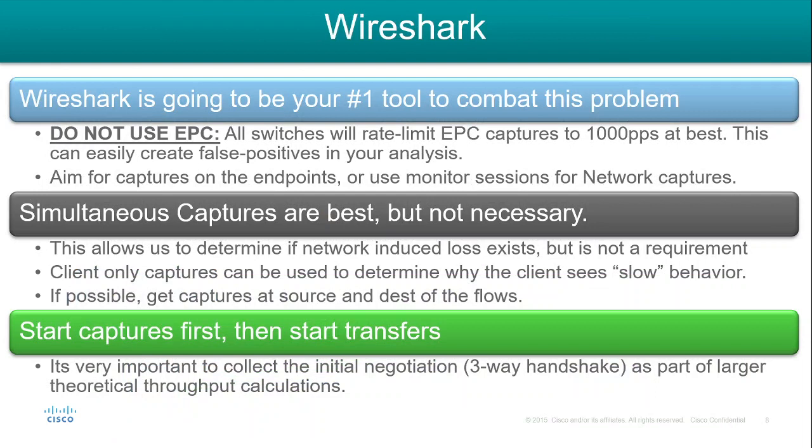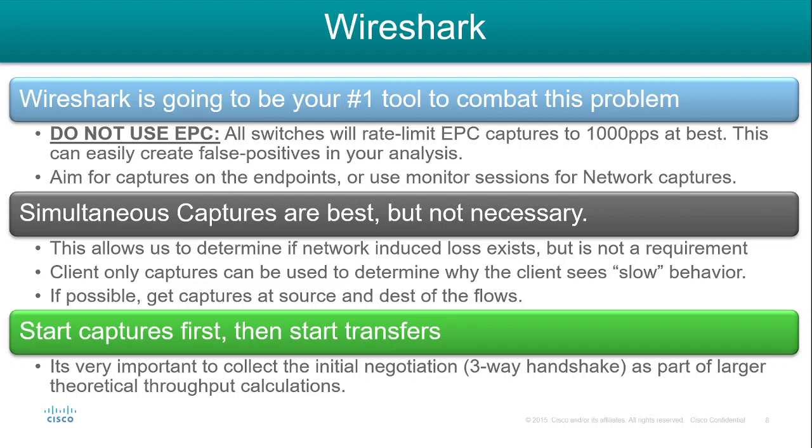Now, depending on what sort of scenario we have, we now need a tool in order to get the actual packets as they're seen on the wire. And for that, Wireshark will be your number one tool in order to get a copy of that traffic. The number one thing that I want to highlight, and this is a very common mistake that a lot of engineers make, is do not use EPC for troubleshooting TCP performance issues.